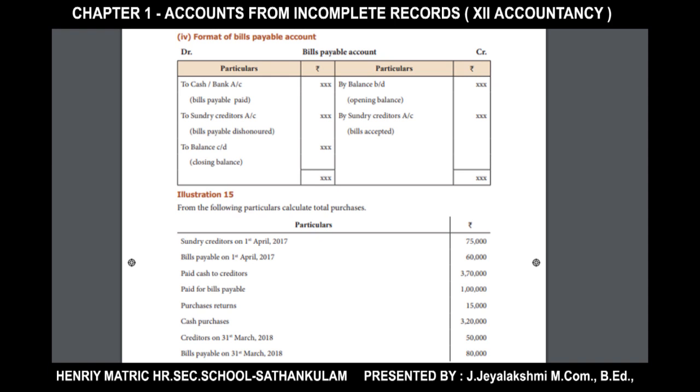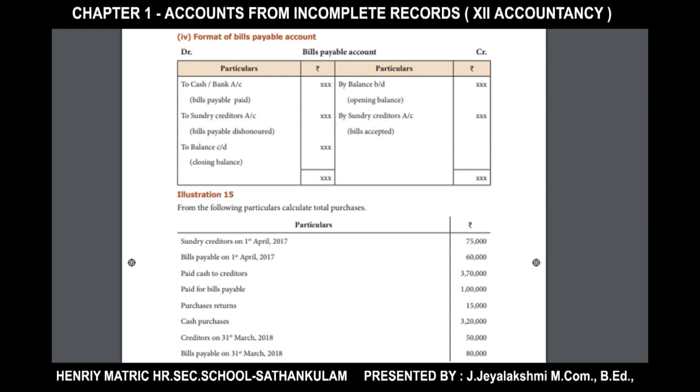Next, purchase return. Purchase return means any defective goods we are returning to them, so it should be recorded in the total creditors account, credit side. Next, cash purchase, 3,20,000. They have asked us to calculate total purchase. Now we only know the cash purchase, and you have to find out the credit purchase.